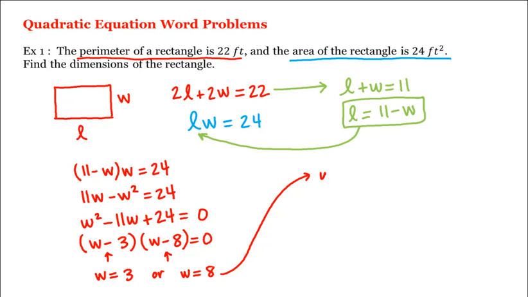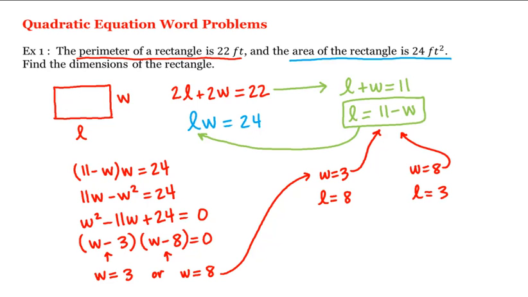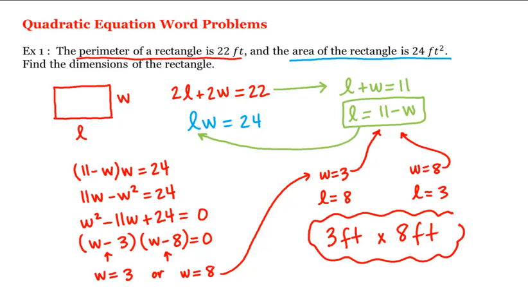Now, if W is equal to 3, then we can plug this value into here, and we'll get L is equal to 11 minus 3, or 8. And if W is equal to 8, then plugging this into here, we get that L would be equal to 11 minus 8, or 3. So in either case, our rectangle is 3 feet by 8 feet, which are the dimensions that we're looking for.